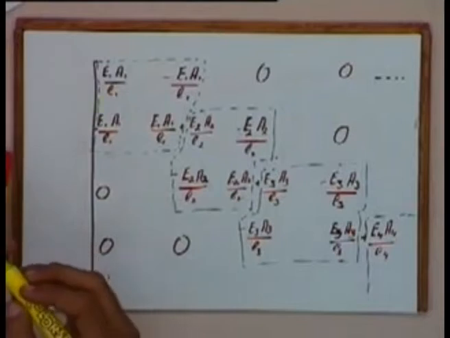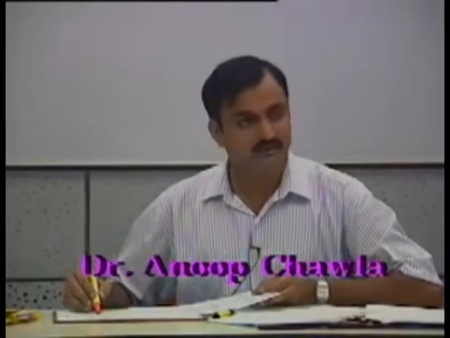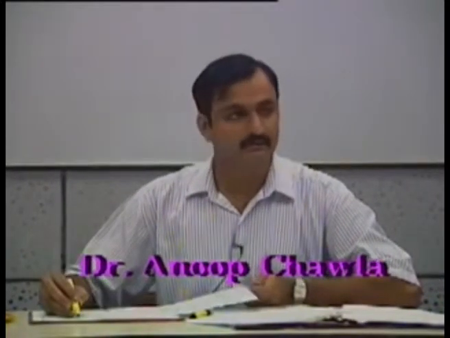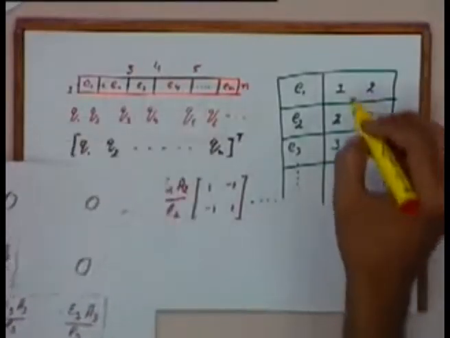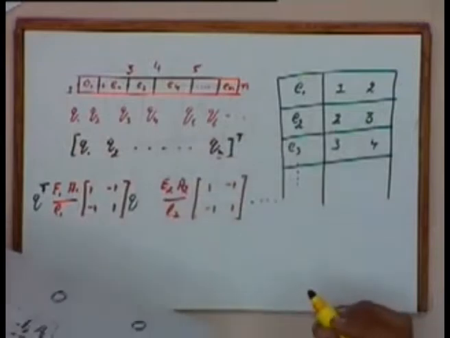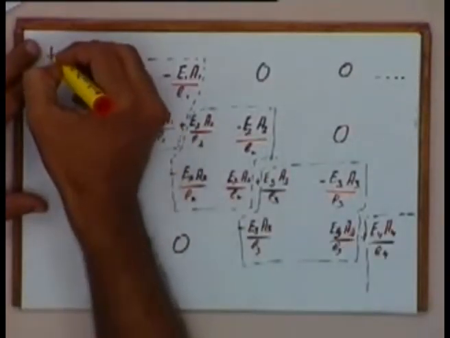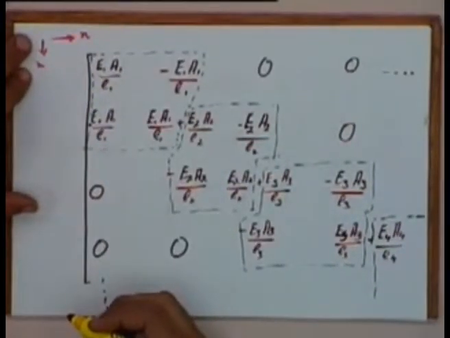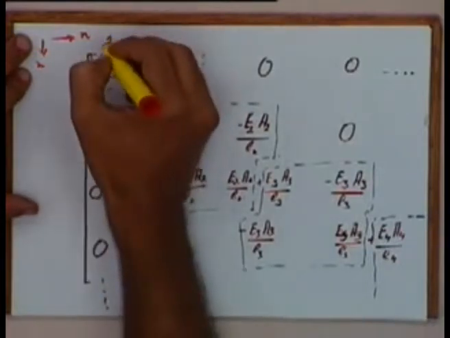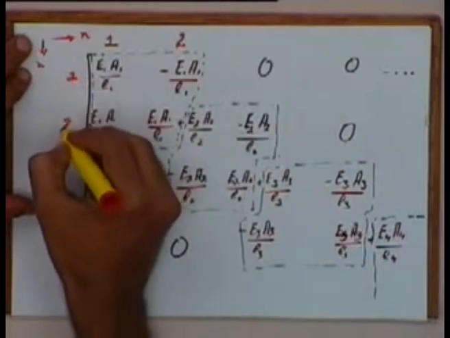What I have done is, if I look at this table, the element E1 is defined between nodes 1 and 2, and I have a total of n nodes. So I will take an n by n matrix, and in locations 1 and 2, both in the rows as well as in the columns.